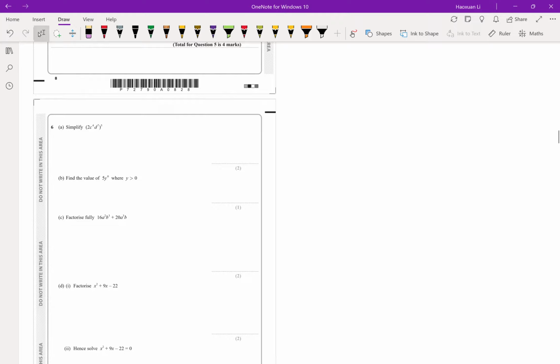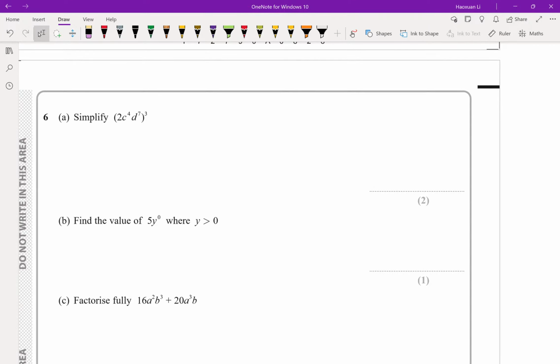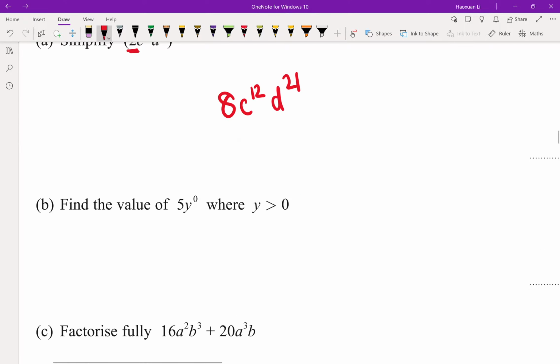Now, question 6. Simplify (2c to the power 4 d to the power 7) all to the power 3. Alright, always remember, don't ignore this number here. So 2 to the power 3 is 8, c to the power 4 to the power 3 will be c to the power 12 as per index laws, and d to the power 7 times 3 is 21.